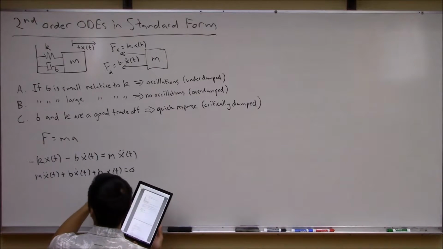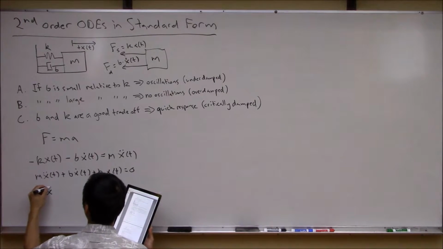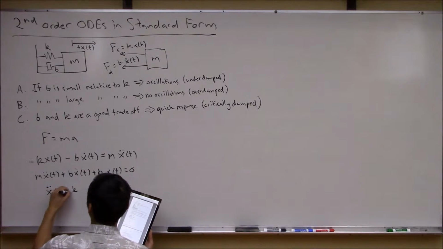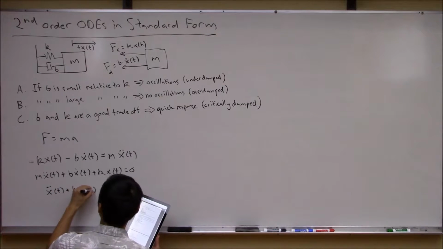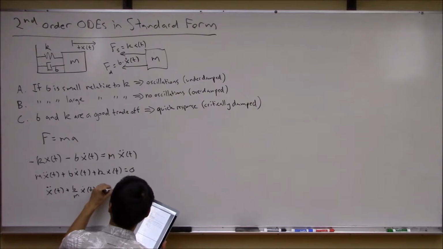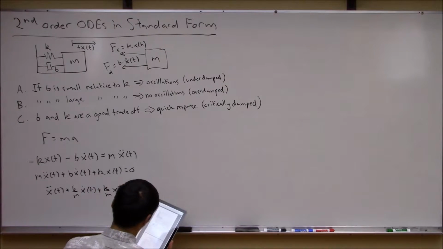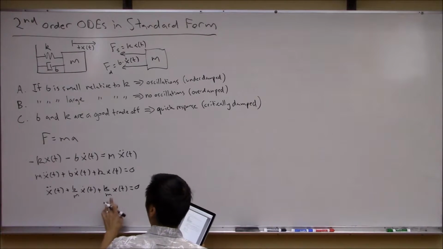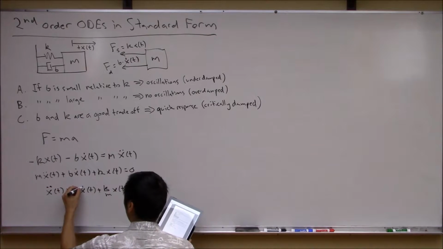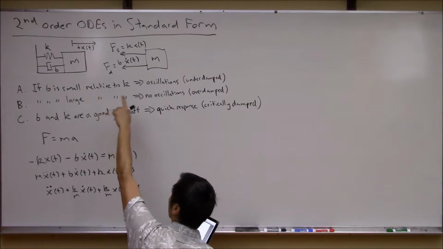You can normalize this. Let's divide through by mass. So let's write this as x double dot of t plus (b over m) x dot of t plus (k over m) x of t is equal to 0. At this point, this is the differential equation for this specific system.